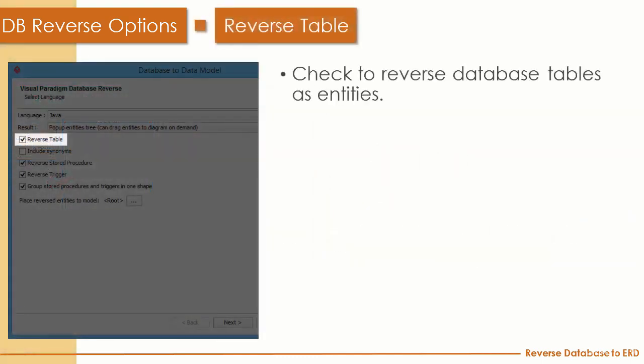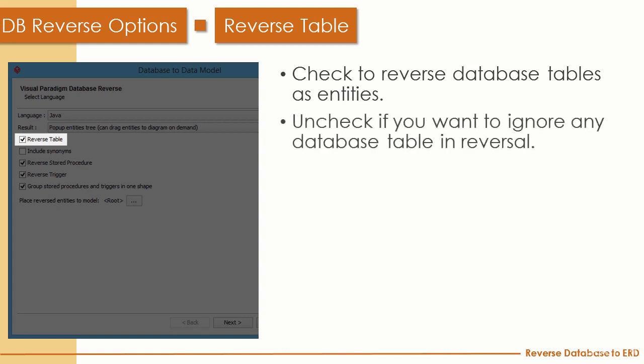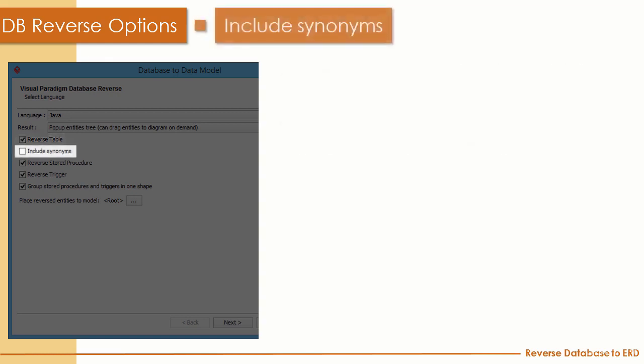The third option is Reverse Table. You check this if you want to reverse the table as an entity. If you uncheck it, we will ignore all the database tables. This is useful if you just want to reverse the stored procedures or the triggers.